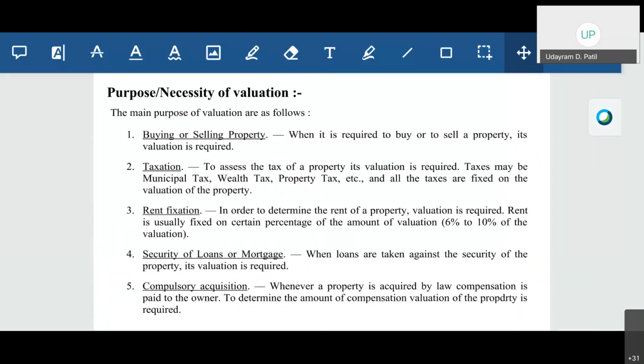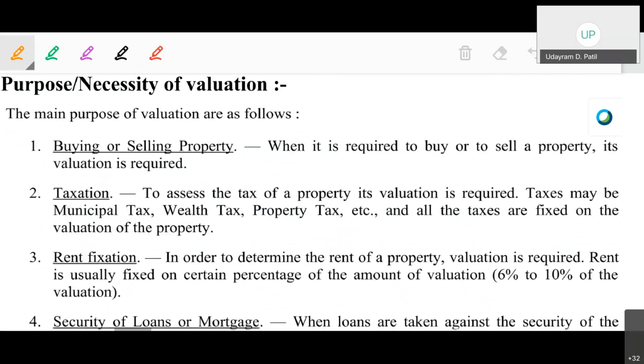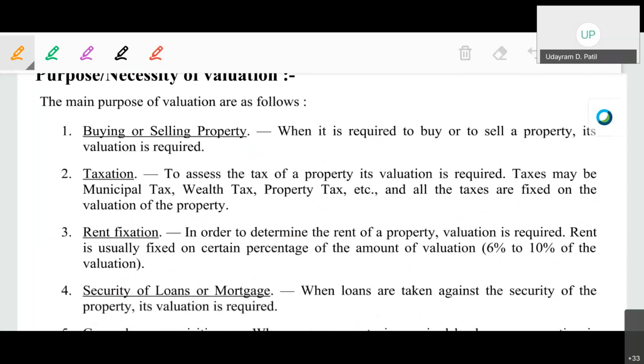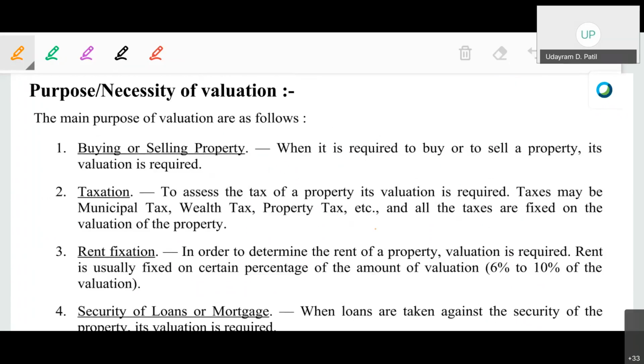So next, why do we need the valuation, or what is the necessity or the purpose of doing the valuation? The first purpose will obviously be to buy or sell properties.